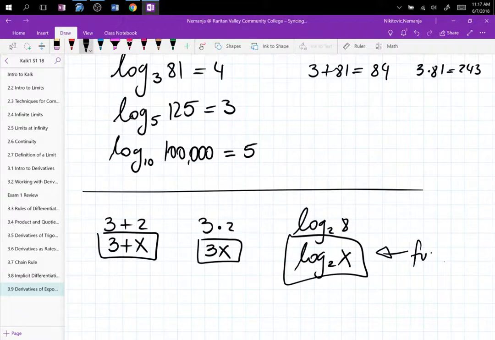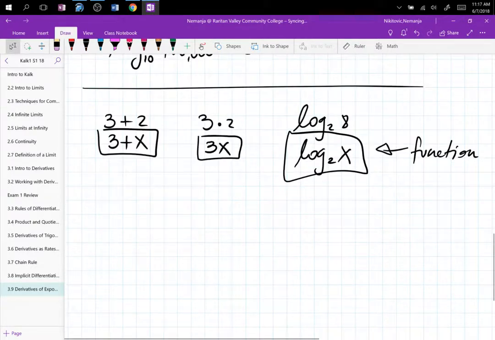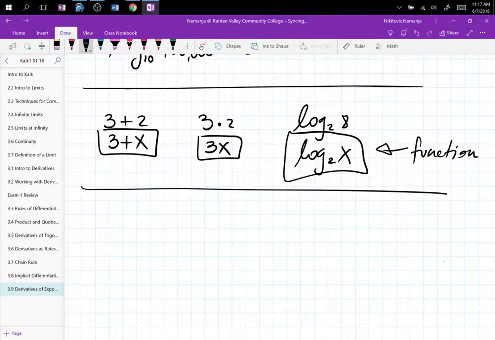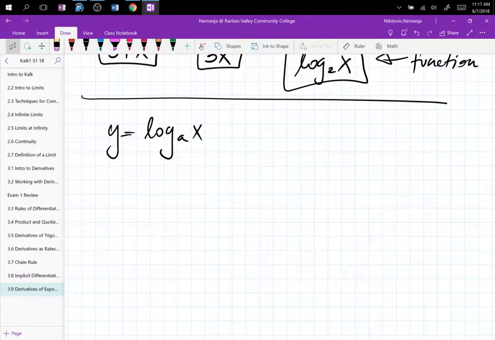So we have a function in this case. So what I'm going to do now is introduce just the basic properties of log, right? So I have y equals log base a of x. And then I would like to know what types of functions would satisfy this, what type of function would satisfy this creature.